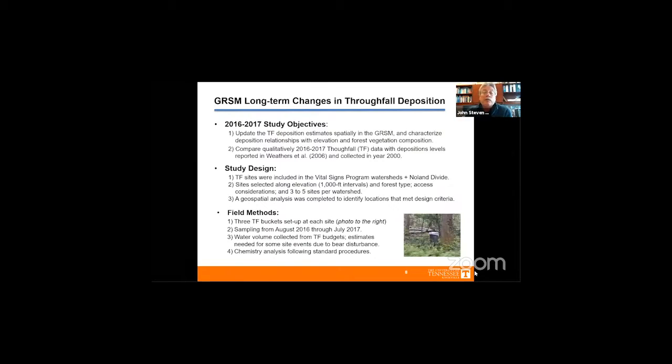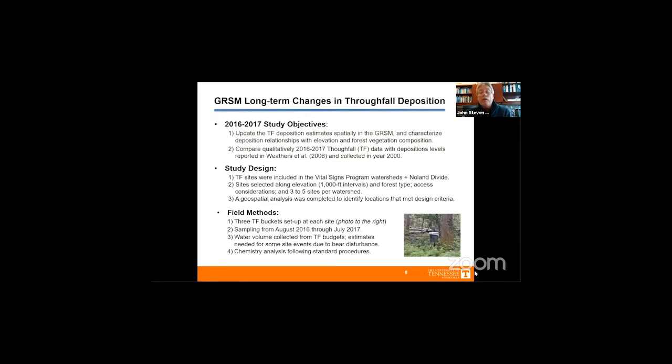So the objective of our study was really quite simple. This was Andrew Wiedemann's master's degree thesis. Again, he still has a little work to do to clean up some things. But we just wanted to know spatially in the park what the deposition amounts were, the deposition loadings were. But we also wanted to examine the relationships with elevation, but also forest vegetation composition in addition. So the objective was just to qualitatively compare the data that was collected by Weathers to the data that we collected during a period of 2016 and 2017.